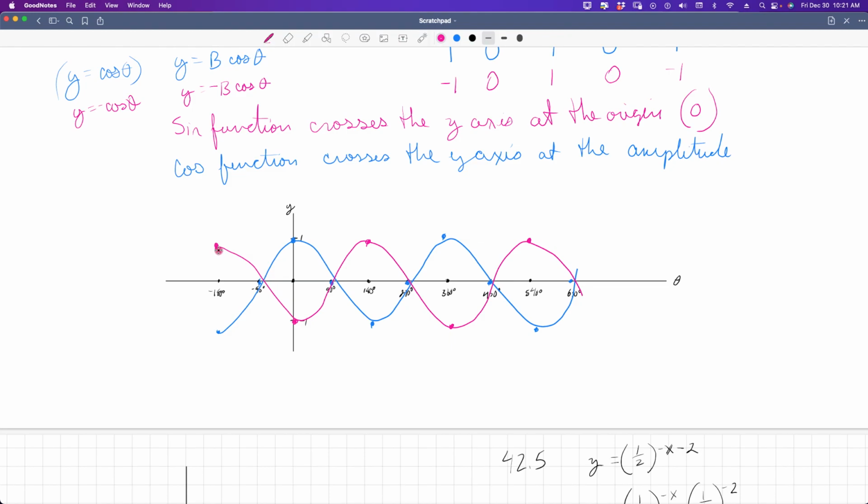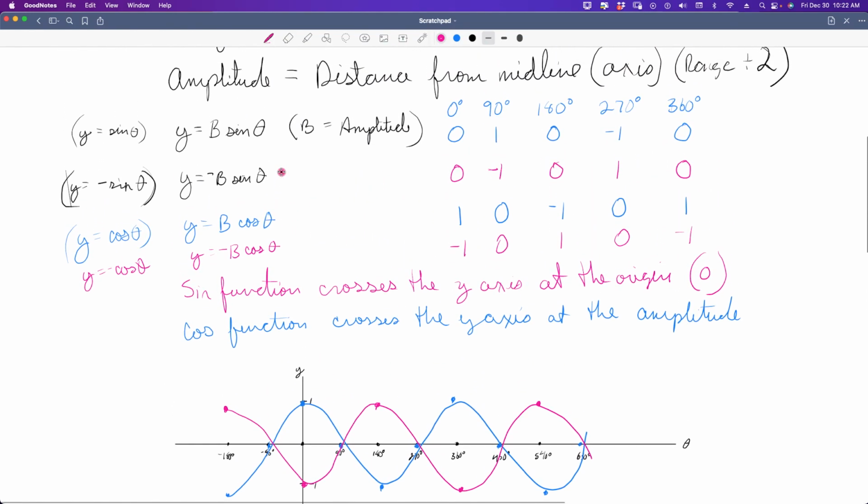The cosine, negative cosine function, first of all, cosine crosses at the y-axis at the amplitude. The negative cosine crosses at the negative amplitude. The positive cosine crosses at the positive amplitude. So those are the two differences between the sine function and the cosine periodic function.